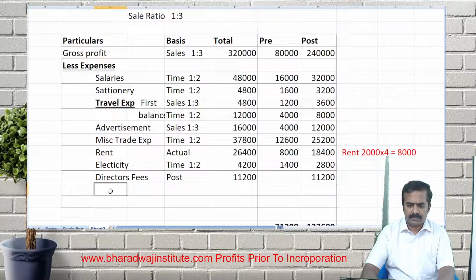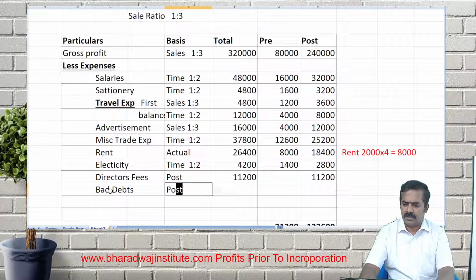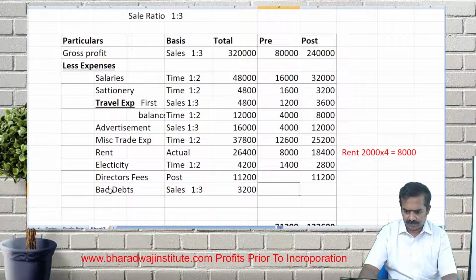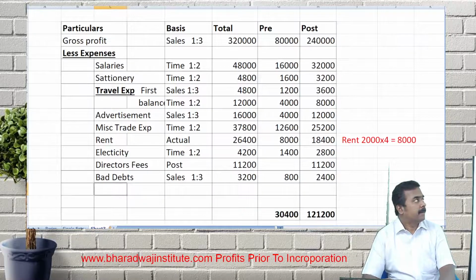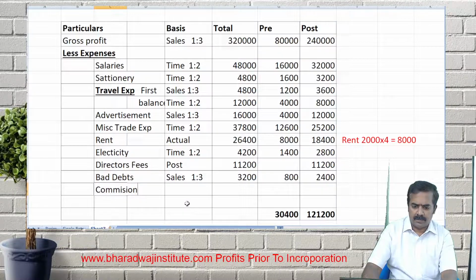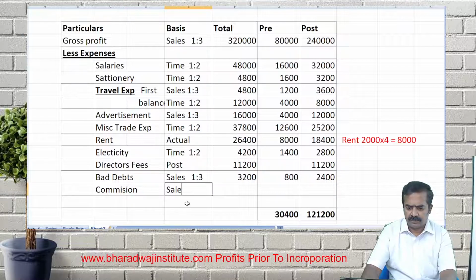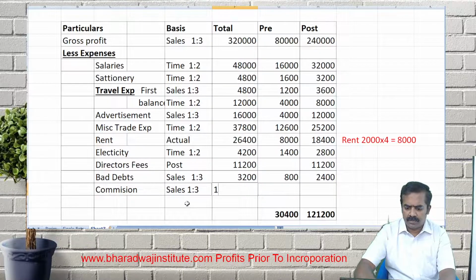Then bad debts, post incorporation. Oh, sorry, time ratio, sales ratio. 3,200. 3,200 என்ன வரும்? Then what is the next expense? Commission to selling agent. Commission based on sales ratio தான். எவ்வளோ? 16,000.